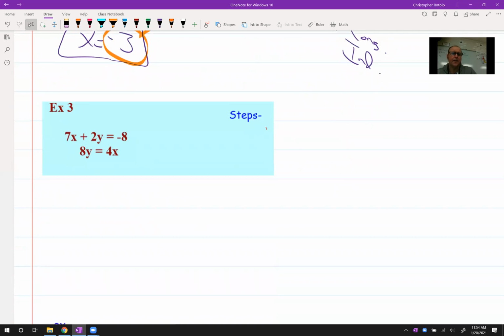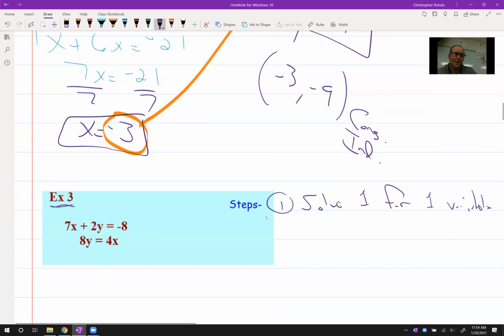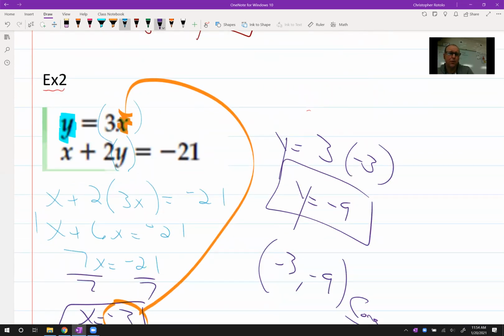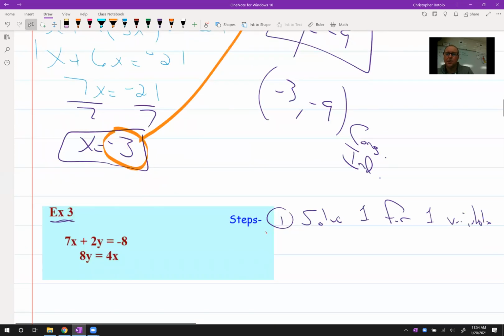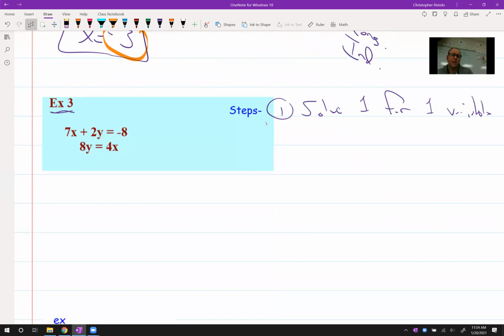Now here's the deal: our steps are going to be very generic. Number one, solve one equation for one variable. And what that means is it's not always going to be done for us like this. Here it was y equals. Up top it was x equals. So we've got to solve one of the equations for one of the variables. My hope right now is that you're like, yes, I can totally just either divide by 8 or I can divide by 4.